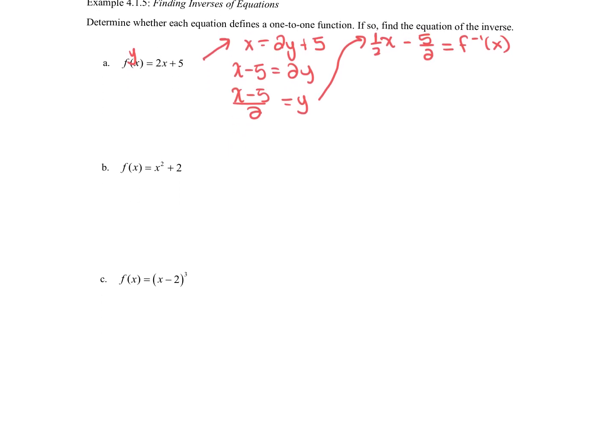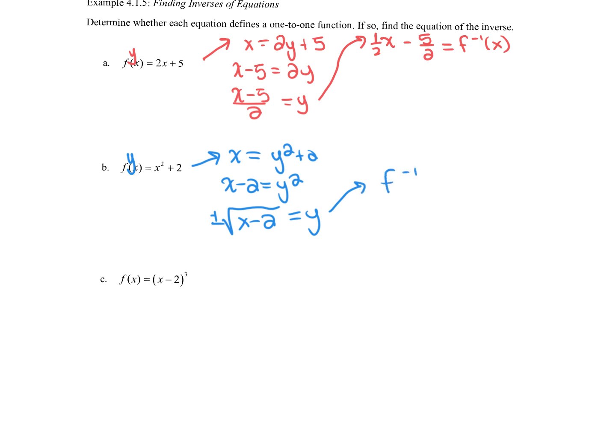Let's try another one. So this is y. We're going to switch x and y. And then we have to solve for y. To do that, I'm going to subtract the 2 over. To undo a square, you're going to do a square root. But when you do the square root, you need to have the plus and minus on it. So plus or minus square root, x minus 2 equals y. And then my final answer, because I need to name it f inverse, is plus or minus square root of x minus 2.